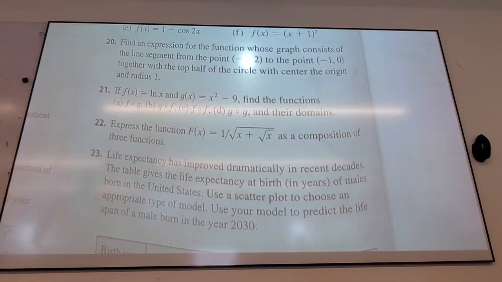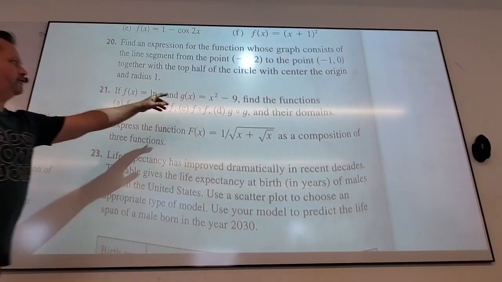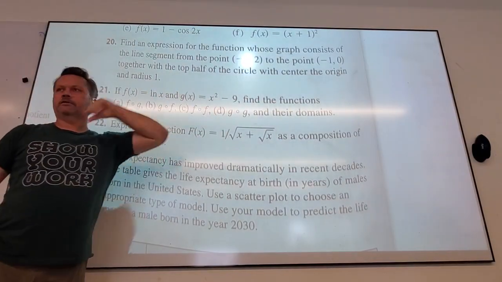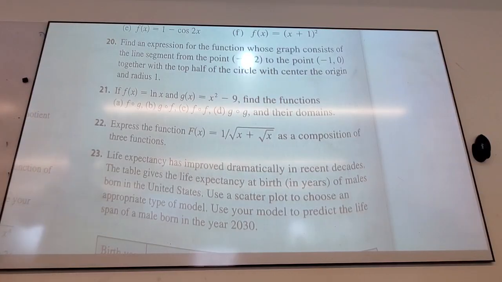So look at part B. It says g of f. What does that mean? What does it want me to do? We know f of x. Find g, put f of x into g. So in place of the x in g, I'm going to replace it with that function. Is that okay? And then it asks you, what's the domain of that?